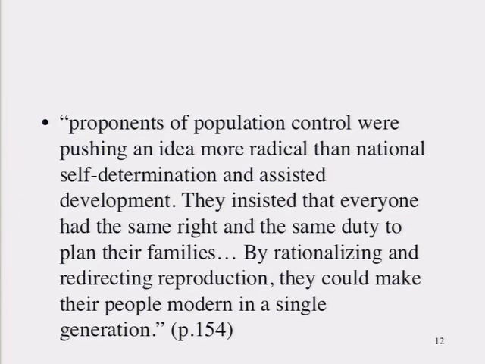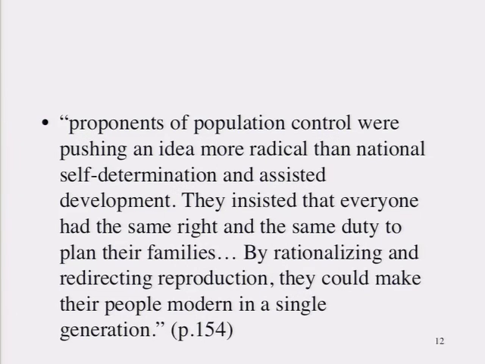They insisted that everyone had the same right and the same duty to plan their families. By rationalizing and redirecting reproduction, they could make their people modern in a single generation. This is the advice being given to the heads of state of the third world. In other words, there's been a key reversal, right? Initially, the idea was, as you get more affluent, fertility rates will fall. And therefore, we should encourage affluence, encourage development, modernization, in order to induce a reduction in fertility, because we don't want overpopulation in these poor countries.